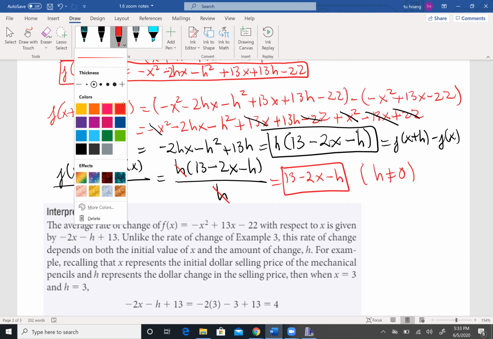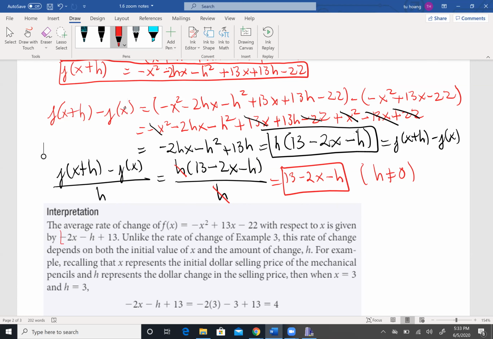negative 2x first. Okay, that's fine, same thing. Minus h plus 13. Unlike the rate of change in example 3, this rate of change depends on both the initial value of x and the amount of change h.